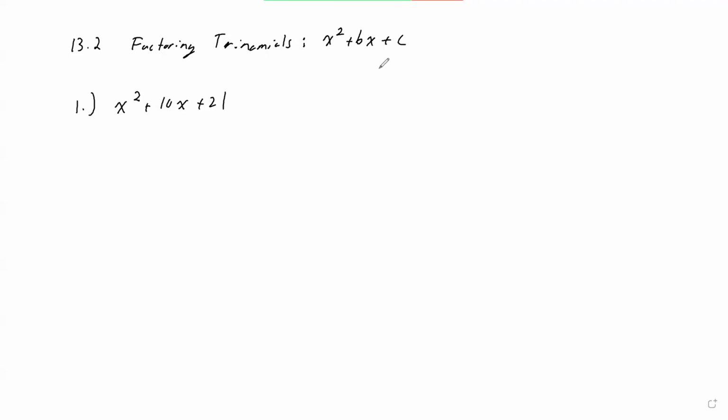Notice the B and the C. 10 is your B, and then the last number, or 21, would be the C. So the way this works, I call it the T-chart method. You're trying to come up with 2 numbers that will multiply to your C, which in this case is 21, and add to your B, which in this case is 10.